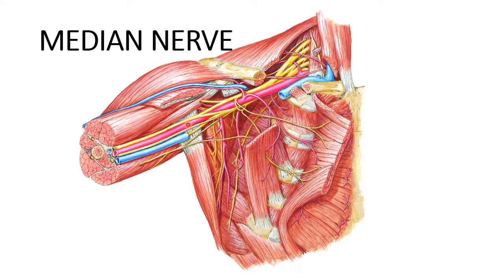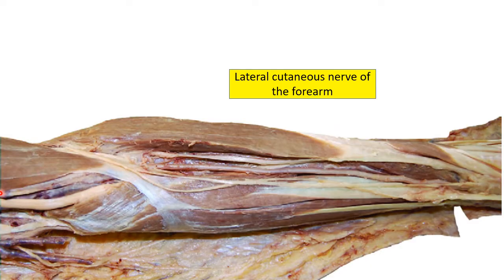In the upper half of the arm, the median nerve is located lateral to the brachial artery. So if any nerve tied in the arm is present lateral to the brachial artery, it is nothing but the median nerve. Then after that, how does it run? Let me show you. In the lower part of the arm, it crosses the brachial artery and runs medial to it. So in the upper half of the arm, it is lateral to the brachial artery, and in the lower part it is medial to the brachial artery.